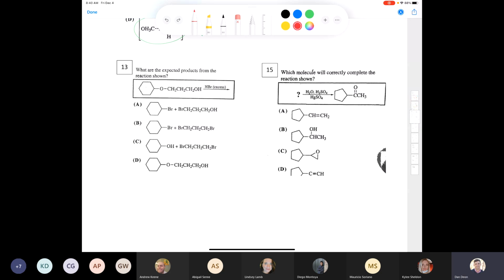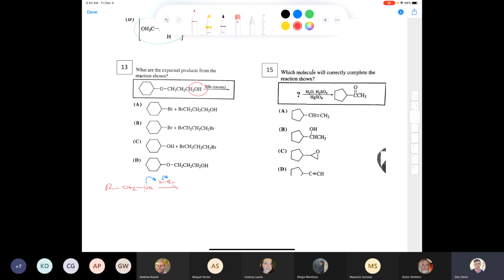Where was I? Number 13. Look, we're treating this compound with excess HBr. Well, primary and secondary alcohols, when you treat them with HBr, are going to be converted to an alkyl halide, right? So if you think about what is going on here, if you have RCH2OH and you treat that with HBr, the first thing is that it's going to get protonated, converted to a good leaving group.